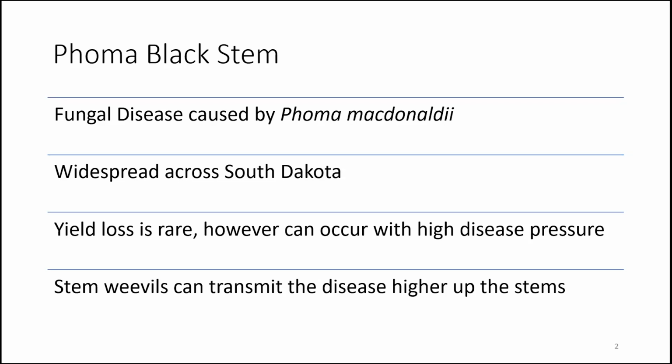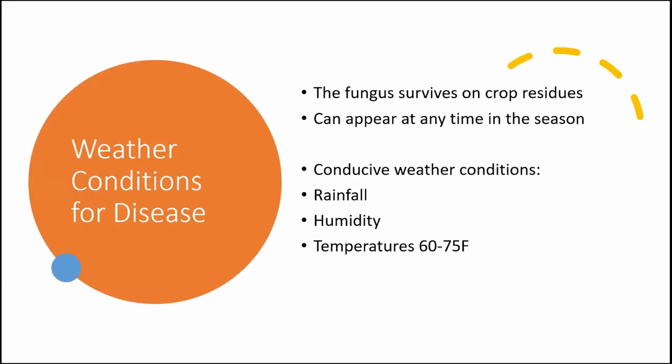One note about this disease is that stem weevils can transmit the disease higher up into the stems and make it a little more aggressive. There are specific weather conditions that encourage this fungus to grow. So those are rainfall early to middle of the season, high humidity, and temperatures at 60 to 75 degrees Fahrenheit. The fungus does survive on crop residues, and it can appear at any time in the season, though you're likely to see it later in the season.